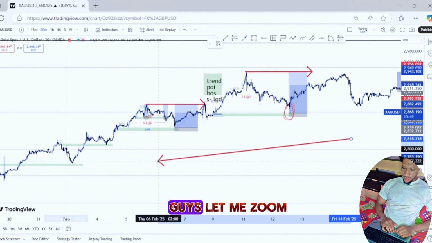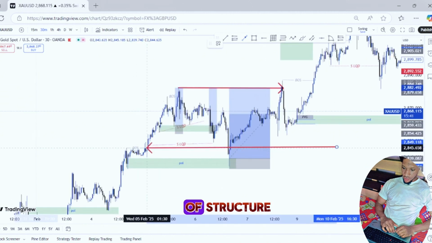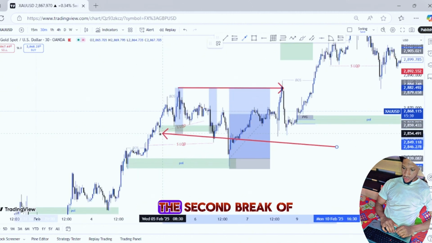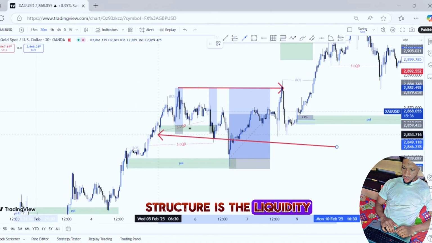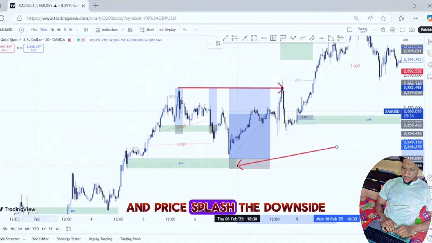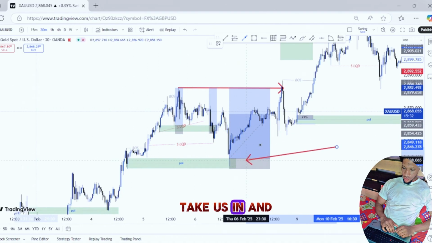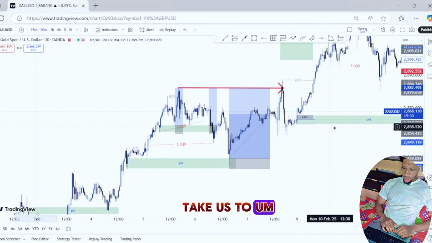Let me zoom out, guys. This one we have the first break of structure, second break of structure. You can see that the second break of structure is the liquidity, and price splashed to the downside, took us in and took us to the sky.